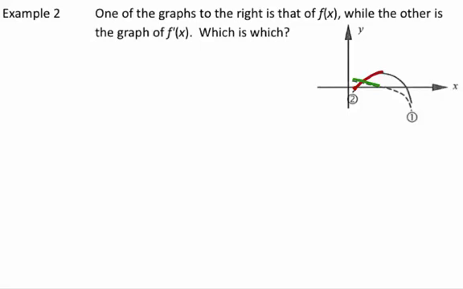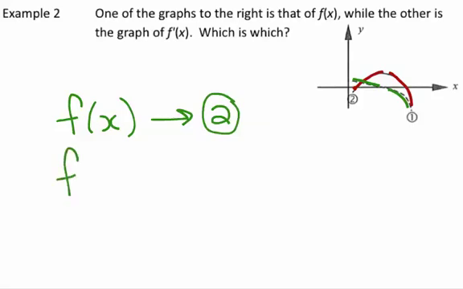Likewise, function 2 starts decreasing here on the right side. When a function's decreasing, its first derivative will be negative, below the x-axis, which is what we have right here. So what we know then is that f of x, the original function, is graph 2, and its derivative, I apologize for the mess, its derivative is graph 1.